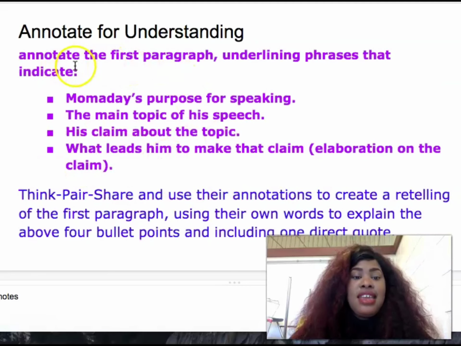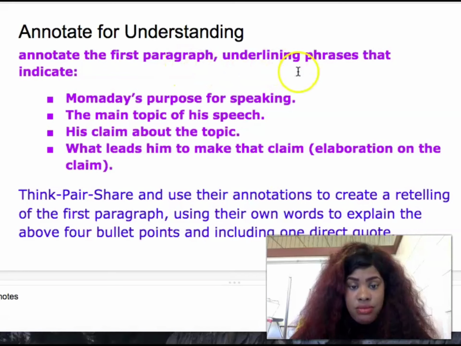Then I want you guys to annotate this article for your own understanding. And I want you guys to annotate indicating Momaday's purpose for speaking. What is the main topic of the speech? What is his claim about the topic? How does he feel about the topic? And what leads him to make that claim?